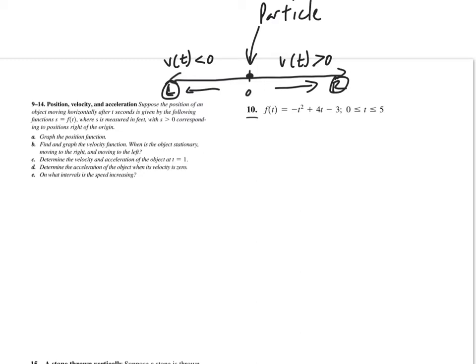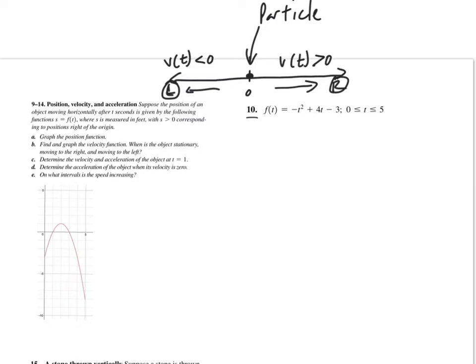And so the first thing it wants us to do in Part A is graph the position function. Okay, so there's my graph for Part A, graph the position function. So that's the graph. Now, I do want to note that our domain is restricted between 0 and 5. That's why the graph stops here at t equals 0 and at t equals 5.